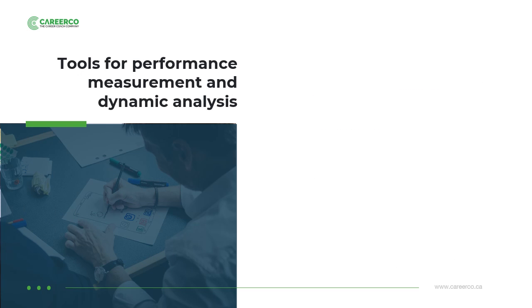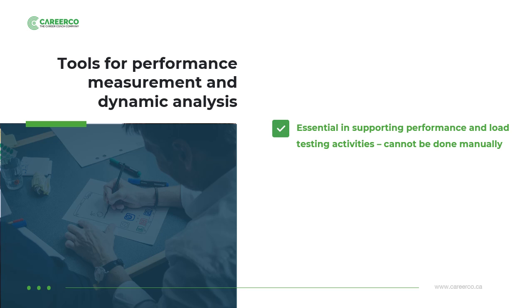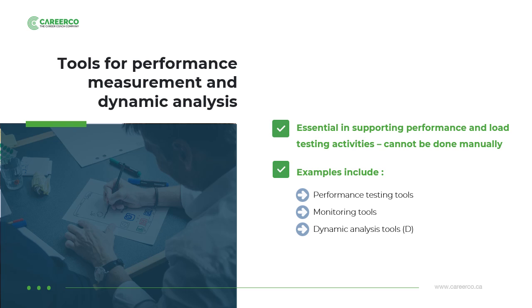Tools for performance measurement and dynamic analysis. These tools are essential for performance measurement and dynamic analysis, which cannot easily be done manually. Examples include performance testing tools, monitoring tools, and dynamic analysis tools, mainly used by developers. Some examples of these tools would be LoadRunner and BlazeMeter.